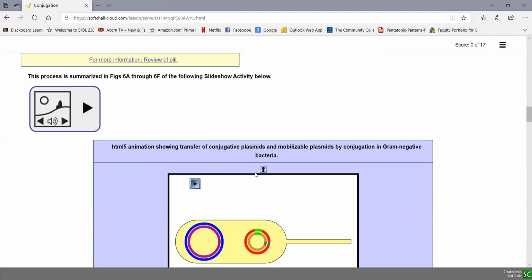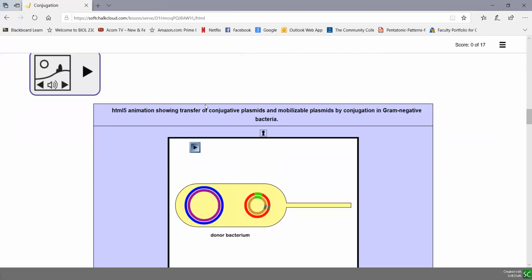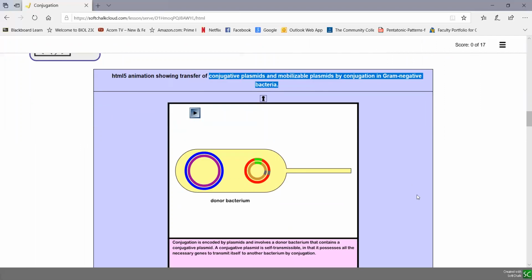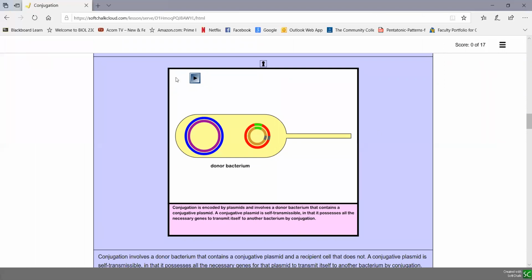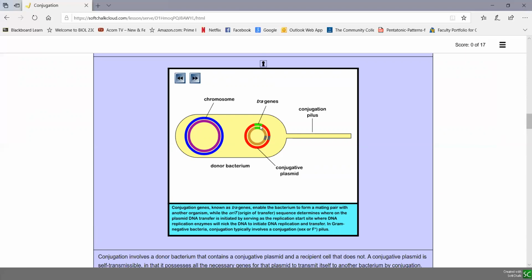So let's take a look at our animation here showing the transfer of both conjugative plasmids and then later mobilizable plasmids by conjugation in gram-negative bacteria. So here we have a donor bacterium. This is the chromosome on the left, which is not being transferred. And this is a conjugative plasmid. Now these green genes in the conjugative plasmid are the TRA genes, and these are the genes that allow it to form a conjugation pilus and eventually form a mating pair with another bacterium. The little gray segment is the origin of transfer.